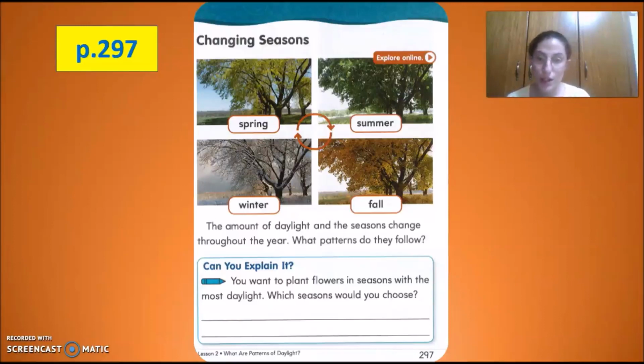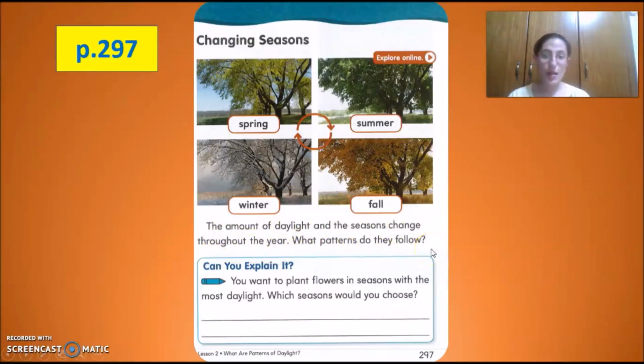So far, so good. So, fall, winter, spring, and summer. So the amount of daylight changes throughout these seasons. That's why the plant changes throughout the 4 seasons. Clear? Let's read together. The amount of daylight in the seasons changes throughout the year. What patterns do they follow? I'm going to read it one more time. The amount of daylight and the seasons change throughout the year. What patterns do they follow?